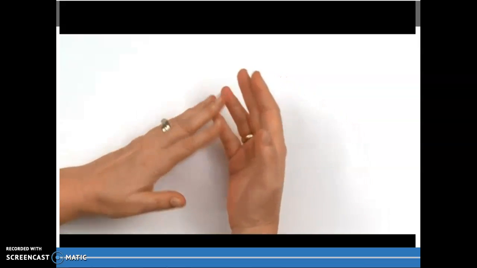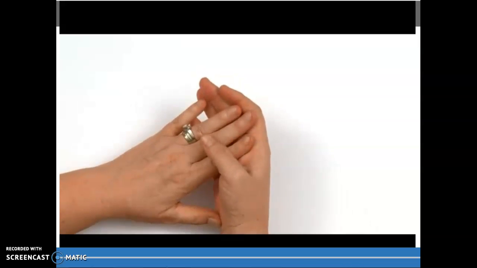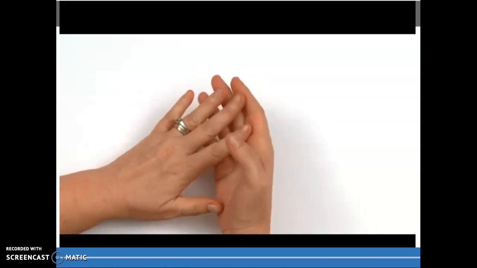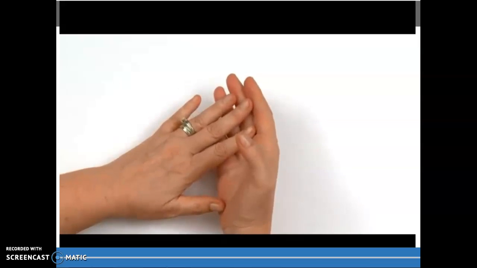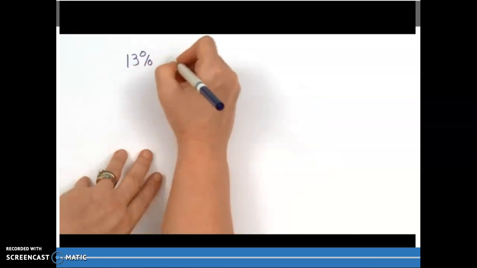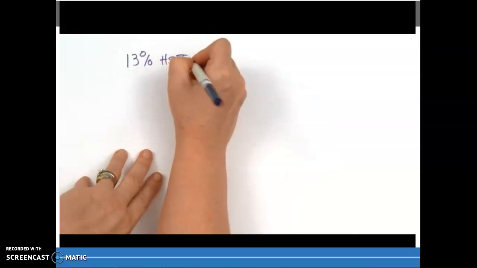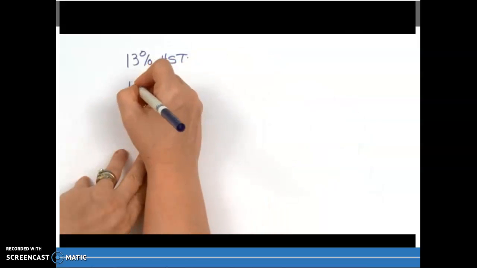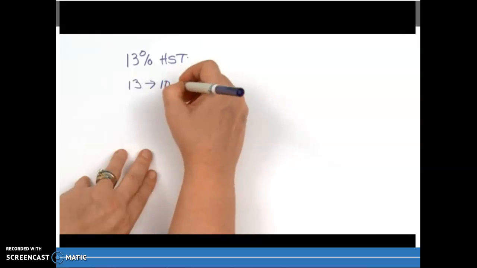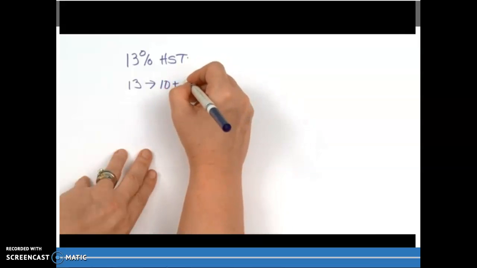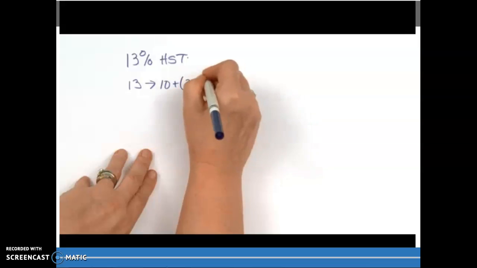We can use many strategies to solve percent problems. An interesting strategy is to consider how to calculate sales tax. Recently, I went on a trip to New Brunswick. I needed to figure out the HST, which is 13% of the cost of an item, so that's 13% as HST in New Brunswick. I know that 13% can also be expressed as 10 plus 3 times 1%.